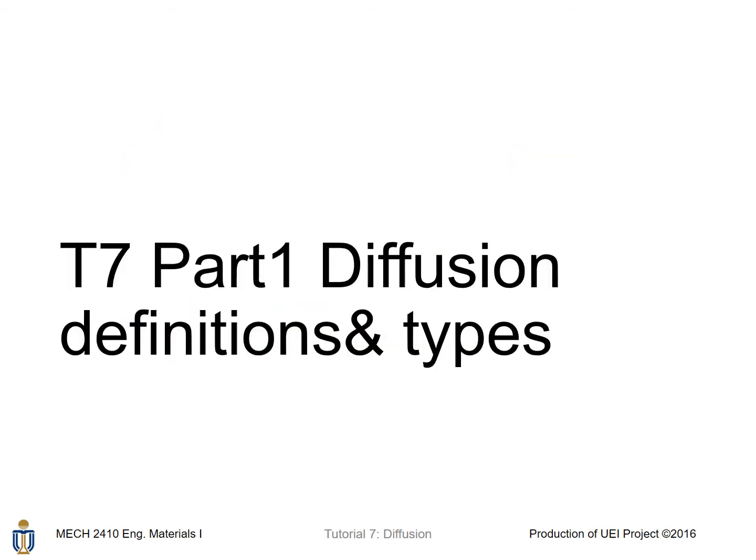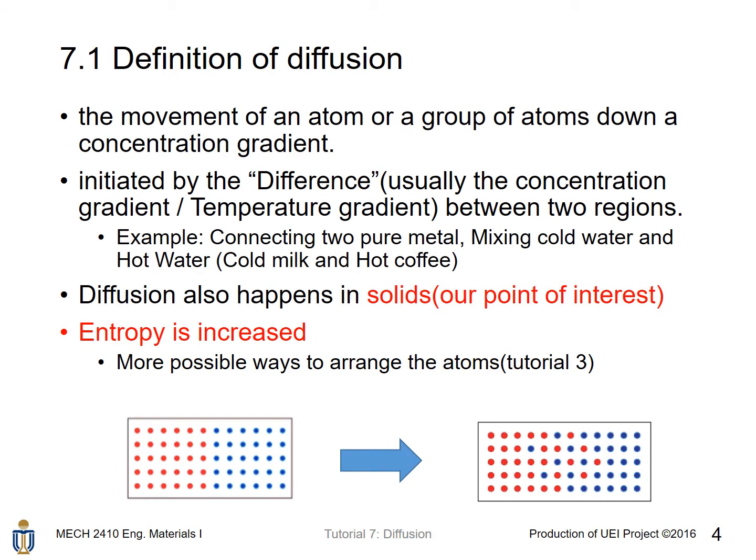Tutorial 7, Part 1. Diffusion definitions and types. Definition of diffusion. Diffusion is the movement of an atom or a group of atoms down a concentration gradient. And it is normally initiated by a difference, usually the concentration gradient or the temperature gradient, between two regions.